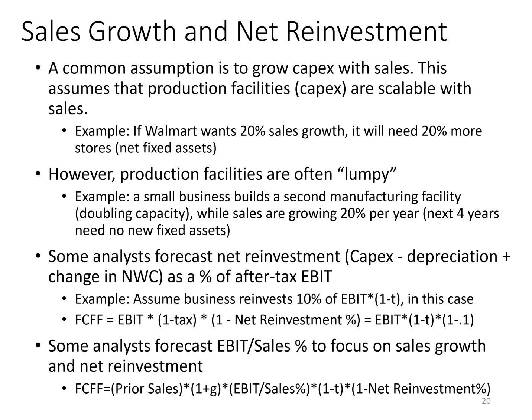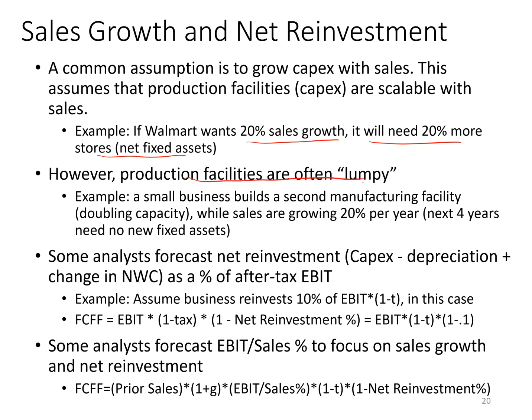All right, so if Walmart wants to achieve a 20% sales growth, it will need 20% more stores, say net fixed assets. So that's an assumption. The store doesn't get better at getting customers in there or selling things quicker. It just increases the number of stores.